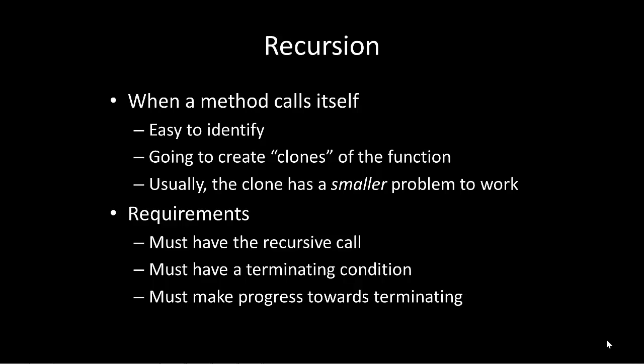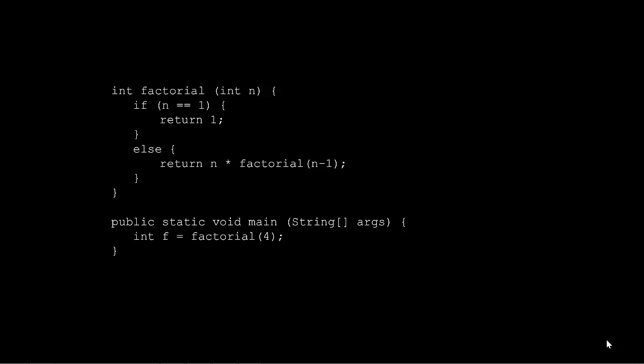There are 3 different requirements for recursion. First of all, you have to have the recursive call. Second of all, you have to have some kind of terminating condition. And then finally, you have to make some kind of progress towards terminating.